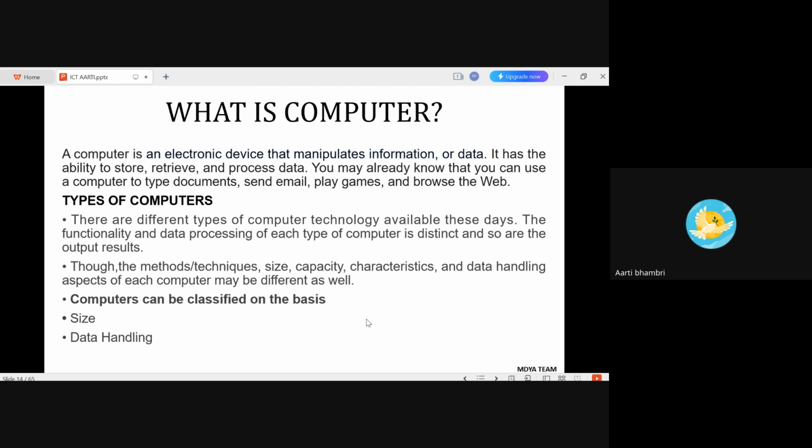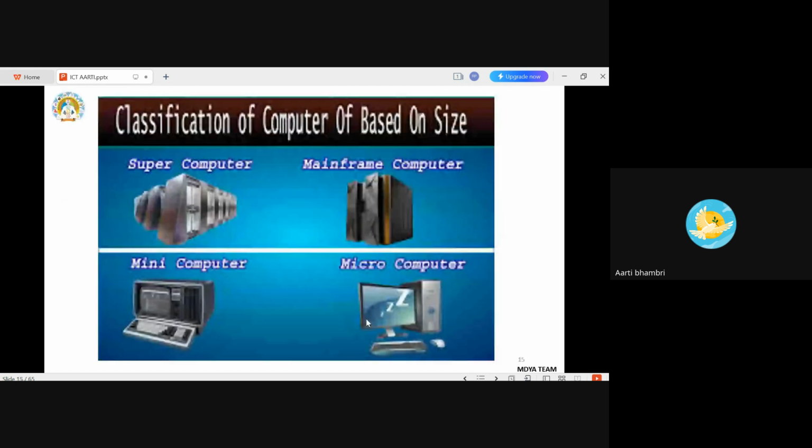The size of the computer we classify into four types. In data handling, we classify the computers into three types. So first we will discuss according to the size. This is the classification of computers based on size. There are four sizes of computer, as we know. First is microcomputer, then mini computer, mainframe computer, and supercomputer.